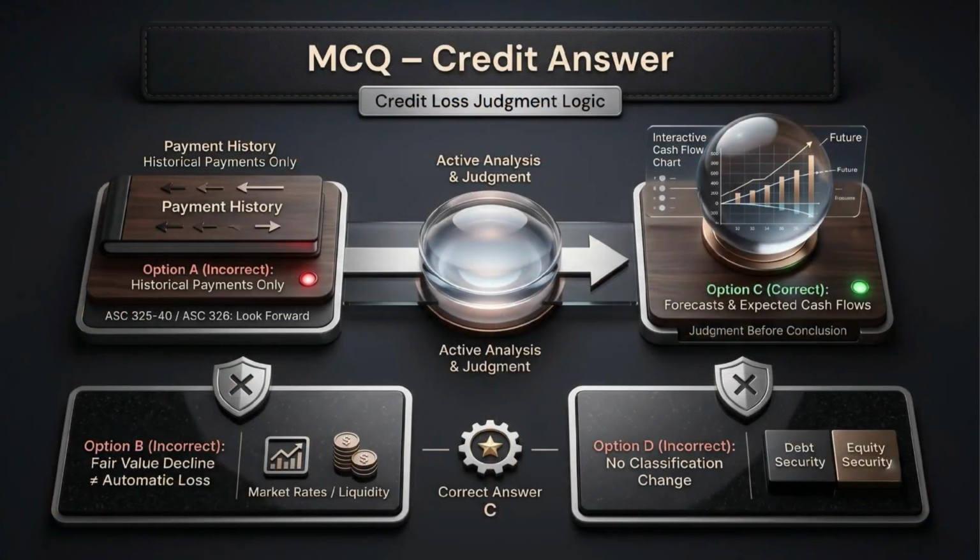The correct answer is C. Payment history is only one input. If current forecasts show weaker future collections, the holder must analyze expected future cash flows and apply professional judgment. Option A is wrong because receiving all scheduled payments to date does not eliminate future credit risk. Option B is wrong because fair value declines are not automatically credit losses. Option D is wrong because credit risk analysis does not change the instrument into an equity security. Classification and credit analysis are related, but they are not the same thing.